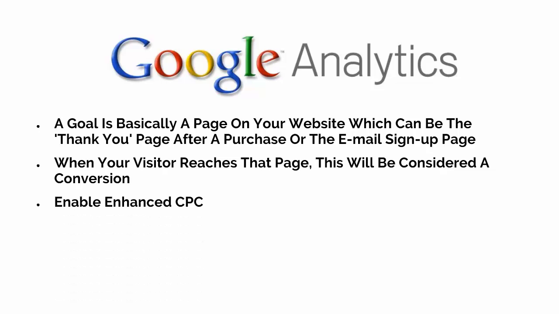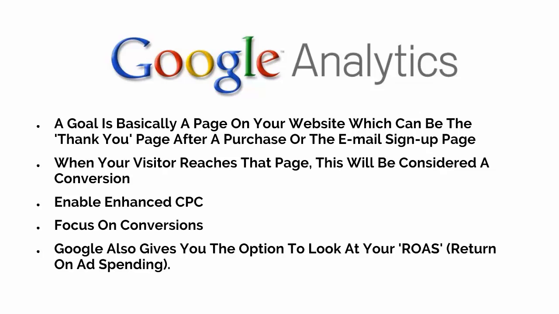Now select Enable Enhanced CPC and then the Focus on Conversions box. Now you'll be telling Google to automatically tweak your advert in order to optimize the cost per acquisition. Google gives you the option to look at your ROAS, which is the return on ad spending. This basically tells you how much you're earning back for the amount you're spending on your adverts, again letting you very closely control your CPA. Note that in order to get this information, you'll need to make 30 conversions in 30 days in order to provide Google with the right amount of data.